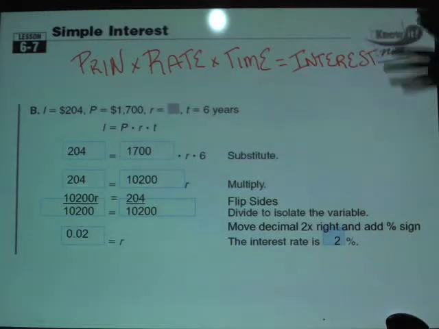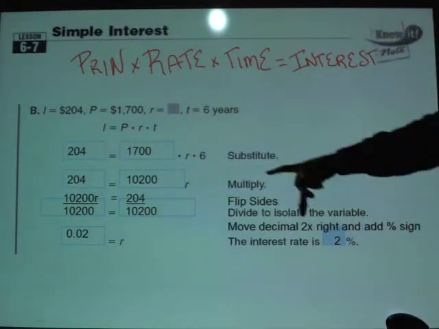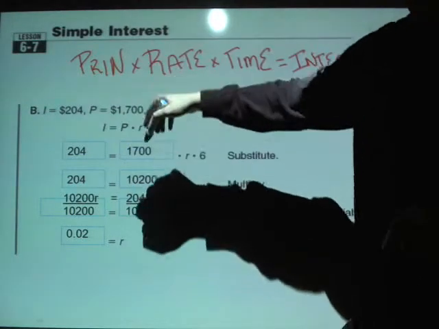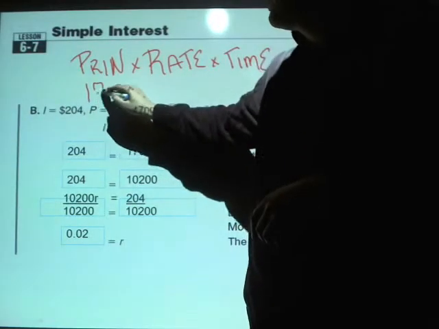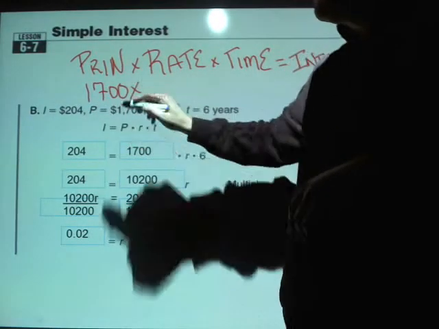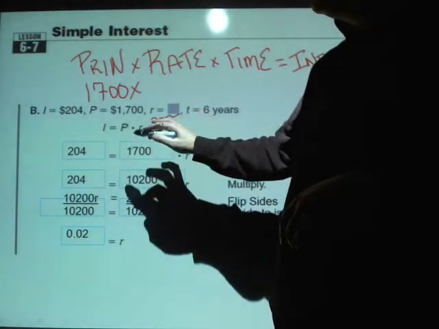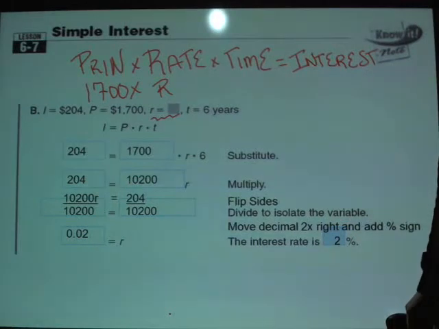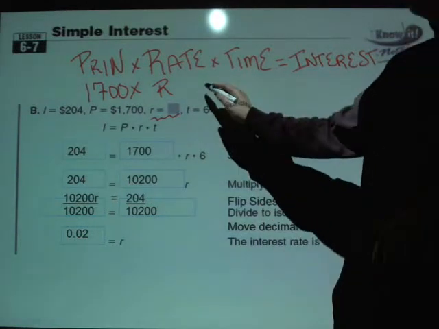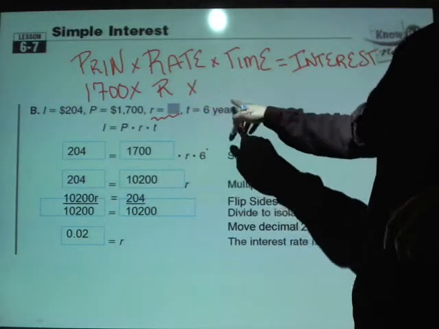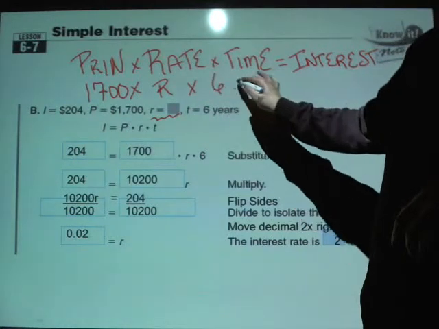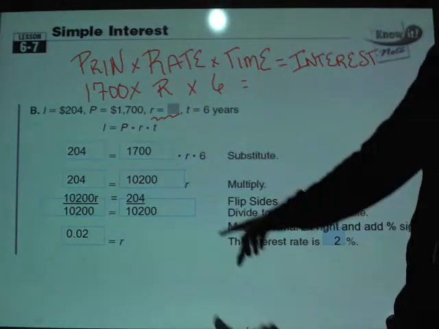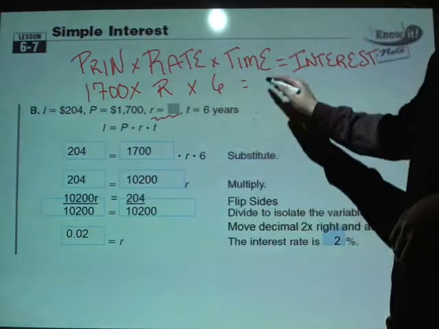So let's dump in the numbers that we have here. The principal is $1,700, so I'm going to write $1,700. The rate, well, I don't know, so I'm going to have to leave that as rate. I can change that to a variable R, which is exactly what we're going to do in a second. The time here is going to change into 6. They gave that to us, and it's in years. And that's going to equal my interest, which is $204.